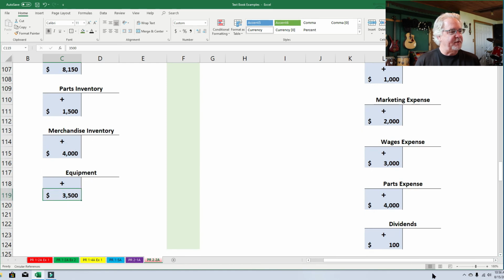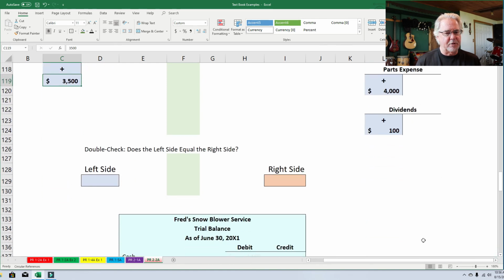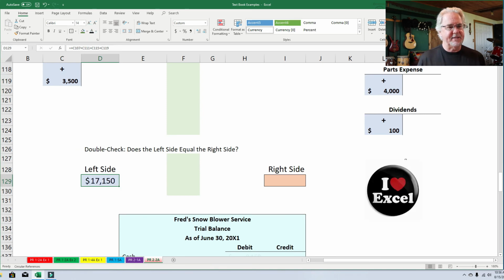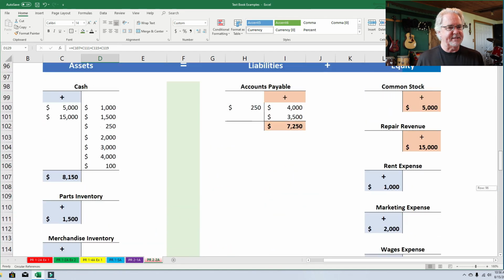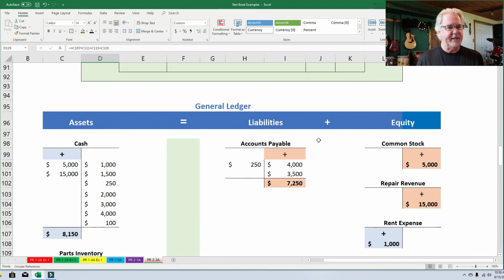We would add those up, and if we add up all these numbers, it ought to come to $1,750. And folks, if you're doing this on Excel, you're not going to make as many mistakes. Let's add up the right side. So all we would do here is add up everything on the right. So accounts payable, there's a righty for $7,250. Common stock for $5,000. Repair revenue for $15,000.